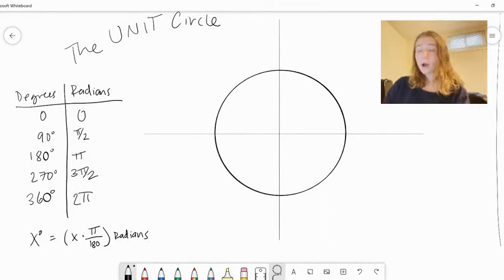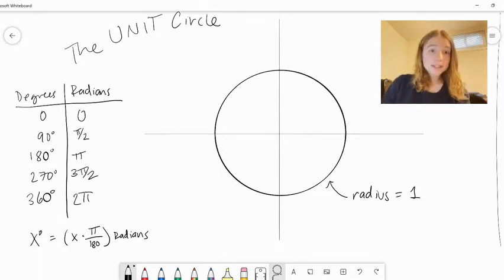So over here we have an example of the unit circle. We have an x and y axis and a circle plotted on the graph. This circle has a radius of 1. That's very important. That's what makes it the unit circle. Its radius is exactly 1 unit.